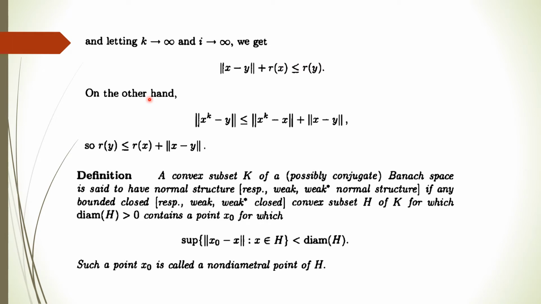On the other hand, the norm of xk minus y, when you add x and subtract x, will be less than or equal to this. Now when you take k going to infinity and I going to infinity and take the supremum, what we have is rx, this is the norm of x minus y, and this is ry. So we get ry is less than or equal to rx plus norm of x minus y. But here we have the reverse inequality, so combining these two, we have these two are equal, and this is the thing we have to prove. So this proves the lemma.